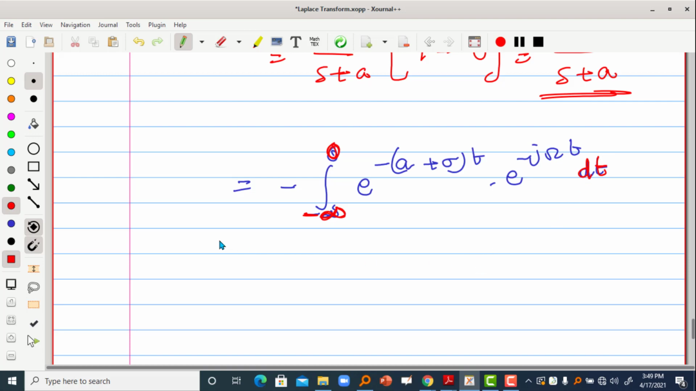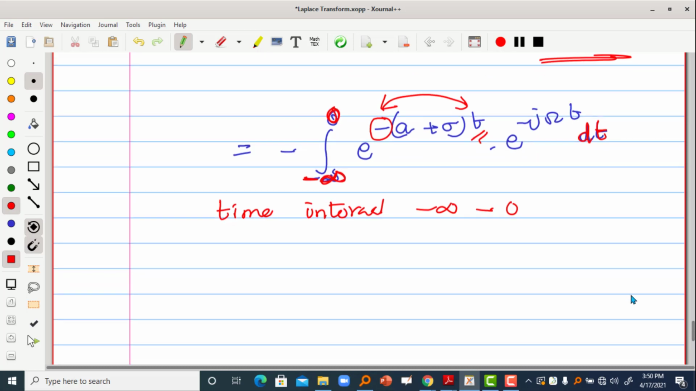The integration is happening in the time interval minus infinity to 0, right? Because of that, all the values we substitute for t will be negative. There is already a negative sign here, and the values we substitute for t are also negative, so together these become positive. Now if you look inside, sigma plus a is there. If a plus sigma is greater than 0, because this minus and the negative time cancel each other, the term becomes essentially positive and grows exponentially.